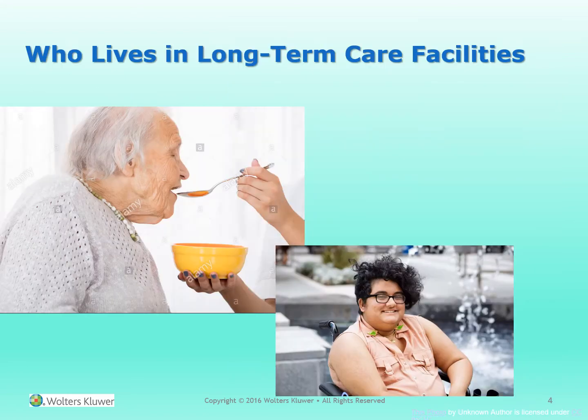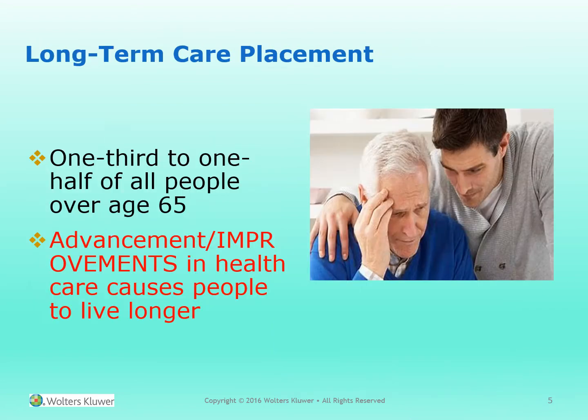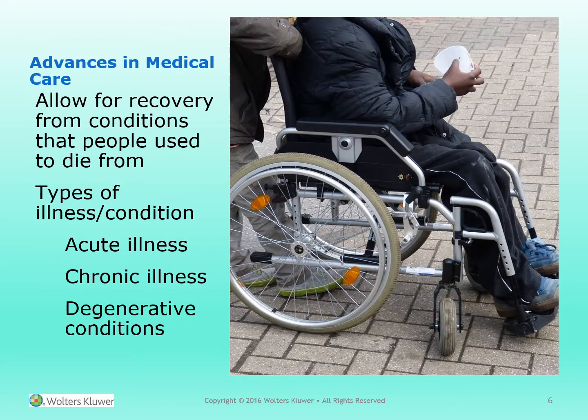Who lives in a long-term care facility? Long-term care placement. 1/3 to 1/2 of all people in placement are over the age of 65. Advancements and improvements in healthcare causes people to live longer. Advances in medical care allow for recovery from conditions that people used to die from. Types of illnesses and conditions. There's acute illness, chronic, and degenerative conditions.